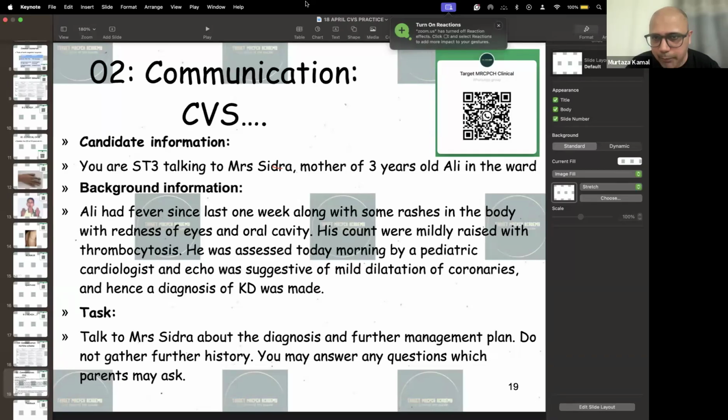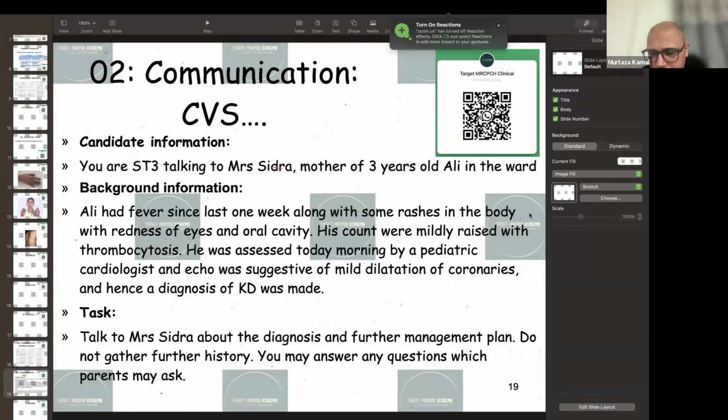So am I talking to Mrs. Sidra, mother of 3-year-old Ali? That's very important. He asked me, am I talking to Sidra? But Sidra can be multiple. So you have to confirm the identity. That's very important. Even if it is breaking bad news, you will first introduce yourself. They should know whom they are talking to. And you should also confirm the identity. Then only you will go ahead, because you can be talking to someone else also, which can be a big deal, right? So that part will be there.